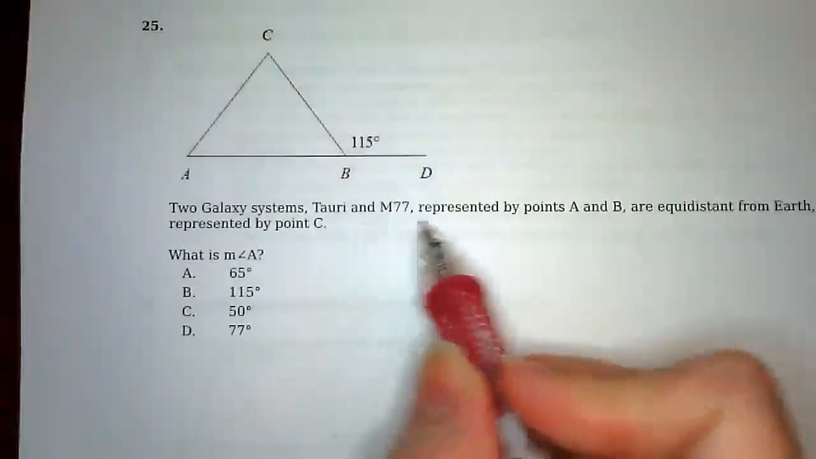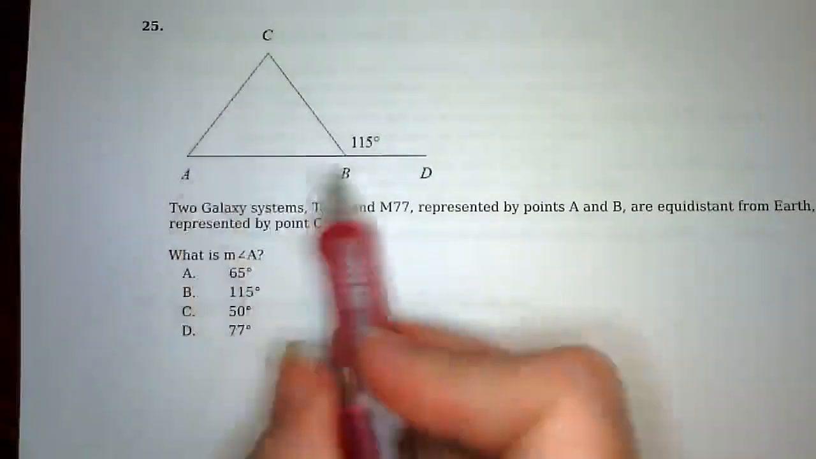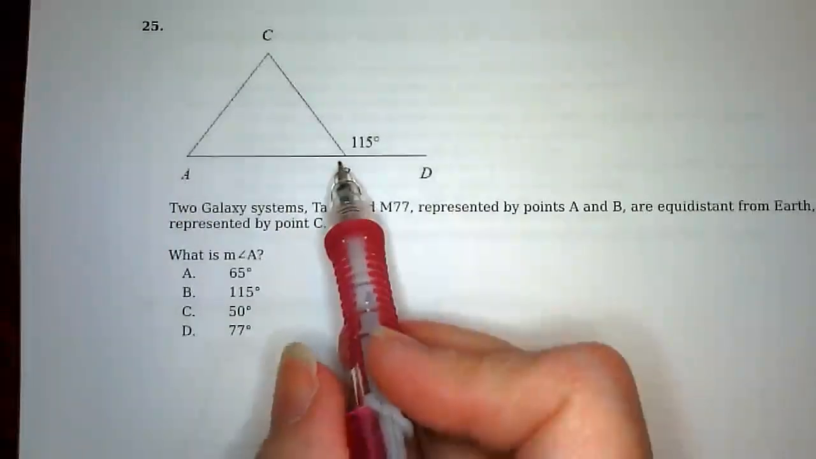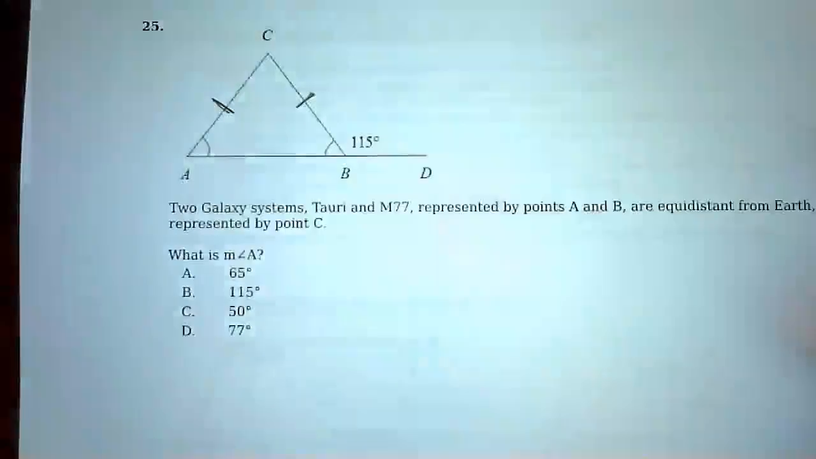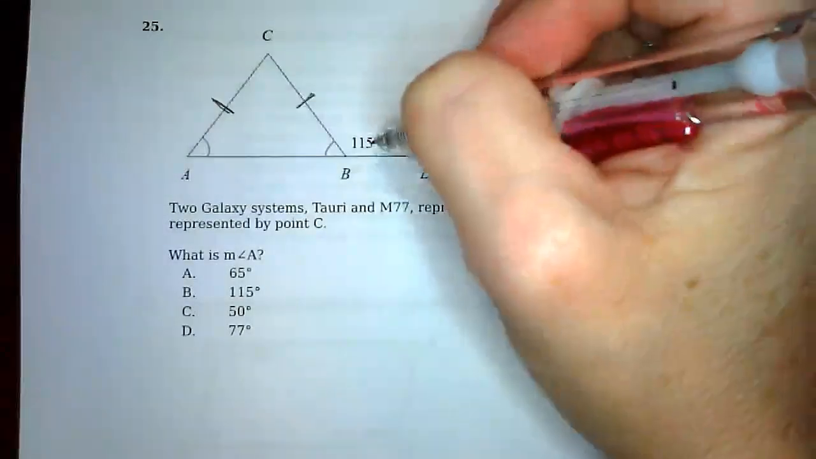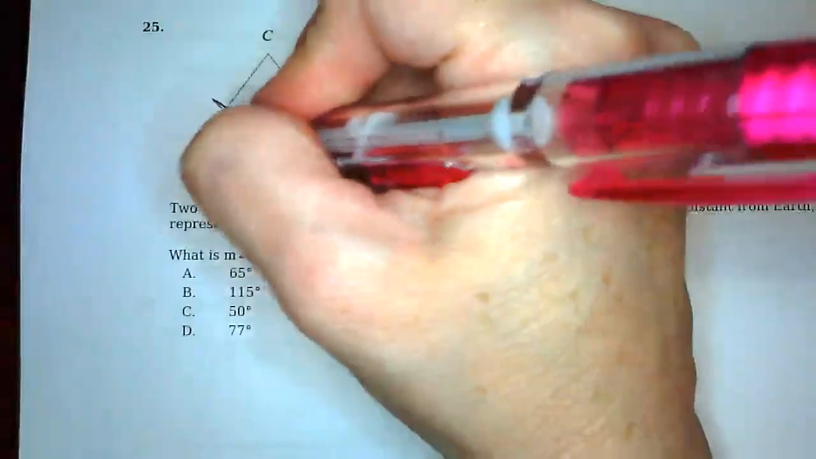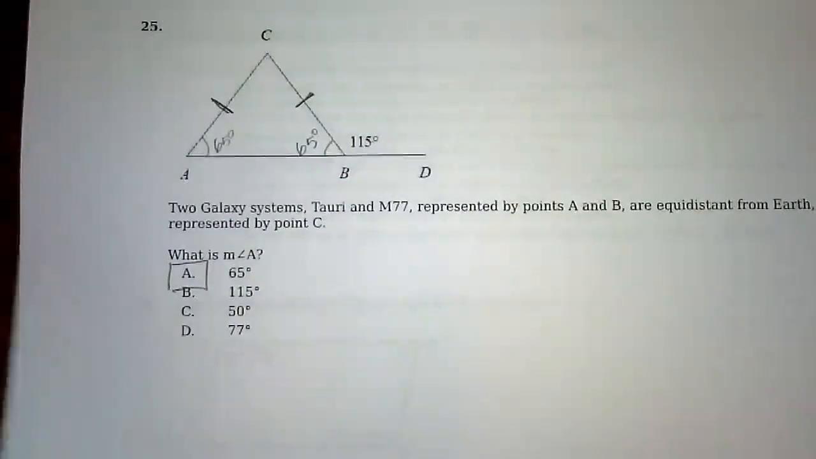Okay, whatever this is, represented by A and B. These are two galaxy systems, and they're the same distance from Earth. So that means that piece and that piece are congruent. What that tells me is that this angle and this angle are congruent. So if this is 115, that would make this one 65, which would make that one 65. So angle A is 65.